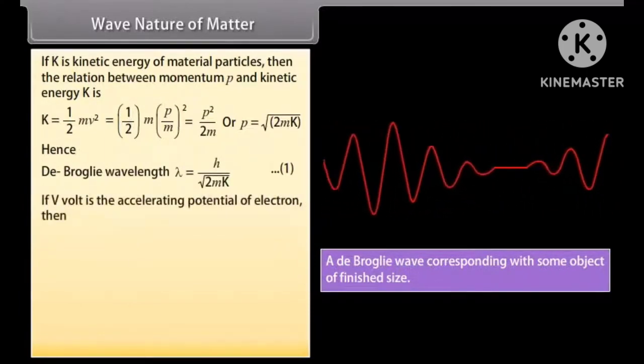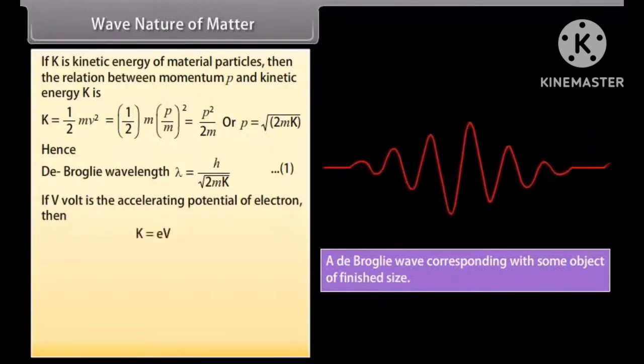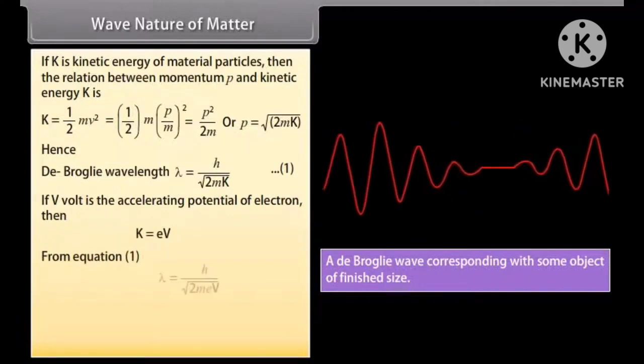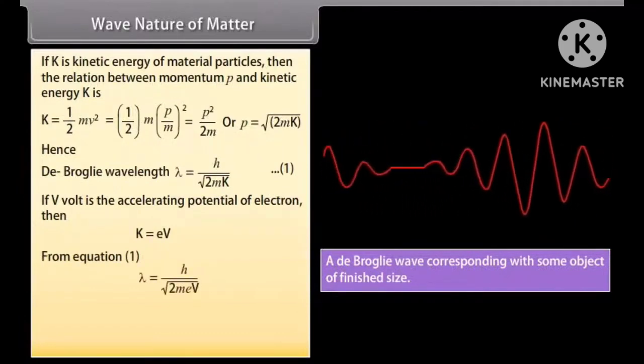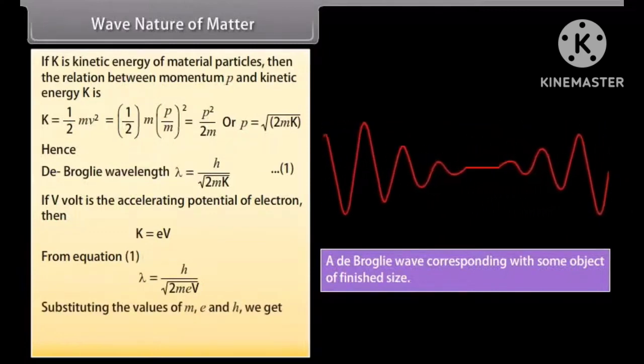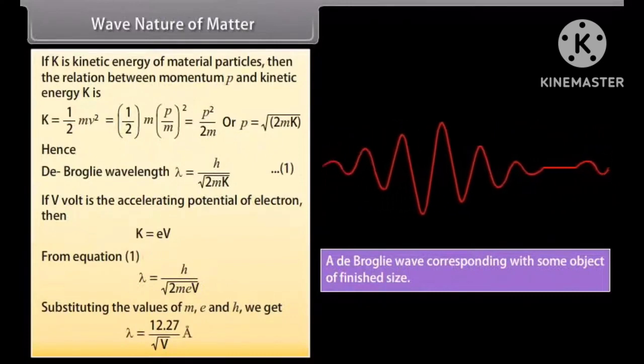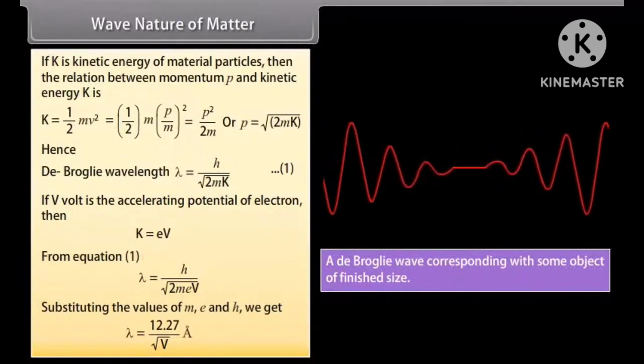If V volt is the accelerating potential of the electron, then K equals eV. From equation 1, lambda equals h by square root of 2meV. Substituting the values of m, e and h, we get lambda as 12.27 by square root of V angstrom.